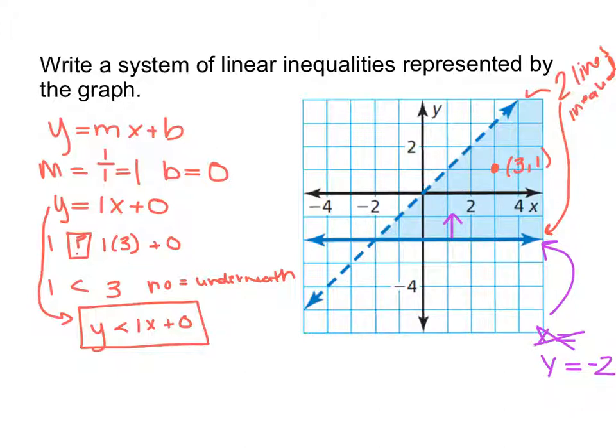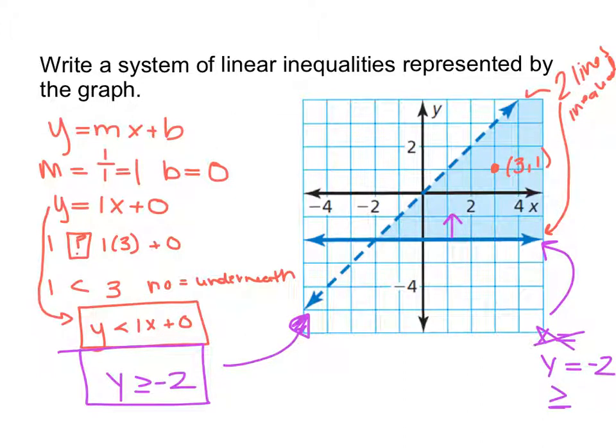So we're going to be on the greater side, and we're going to be equal to due to that solid line. So our second inequality for this particular graph would be y is greater than or equal to -2. So there we have our system of linear inequalities to represent this graph here on our coordinate plane.